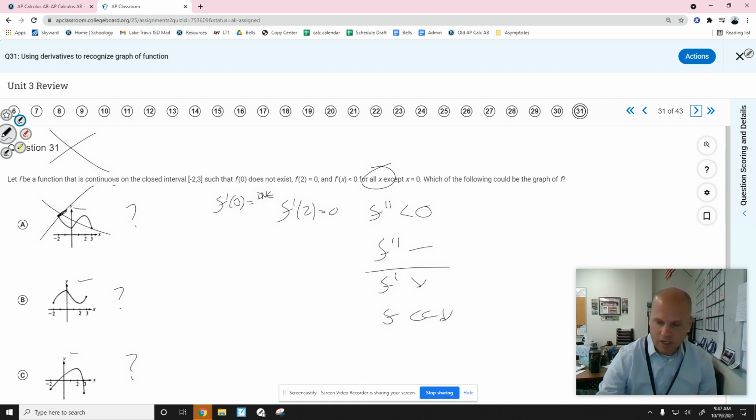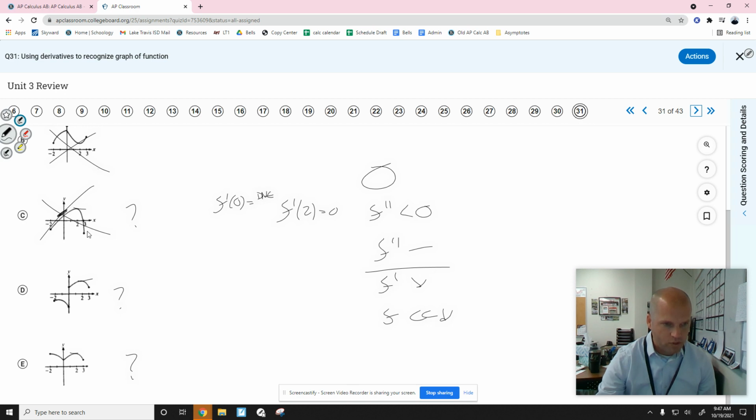F is continuous on the closed interval from -2 to 3. Which one of these graphs is continuous, but doesn't have a derivative at 0, but has a derivative at 2 that's 0, and is concave down everywhere? This graph is continuous. Its derivative at 0 is undefined. Its derivative at 2 is 0. It's concave down everywhere. E. Okay, so read all the parts. I missed the whole continuity part. I would have just crossed this off. It's like, this isn't continuous. This is not an option.